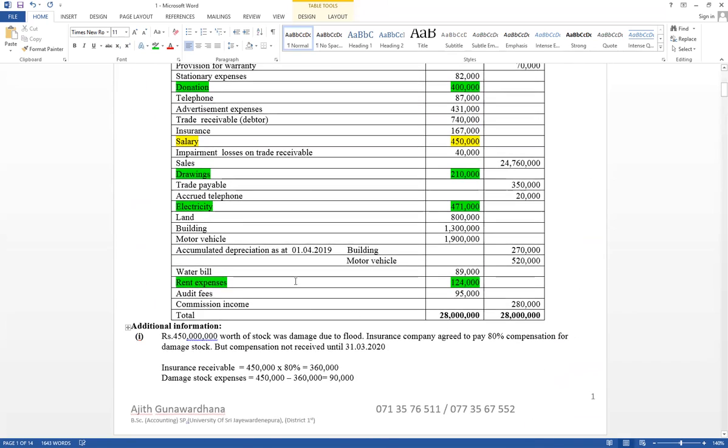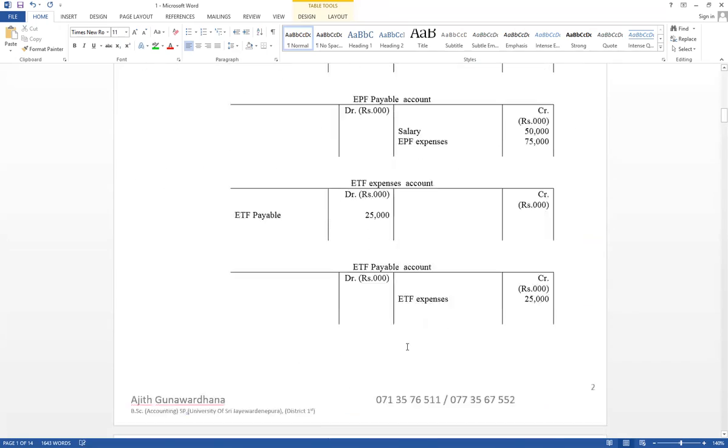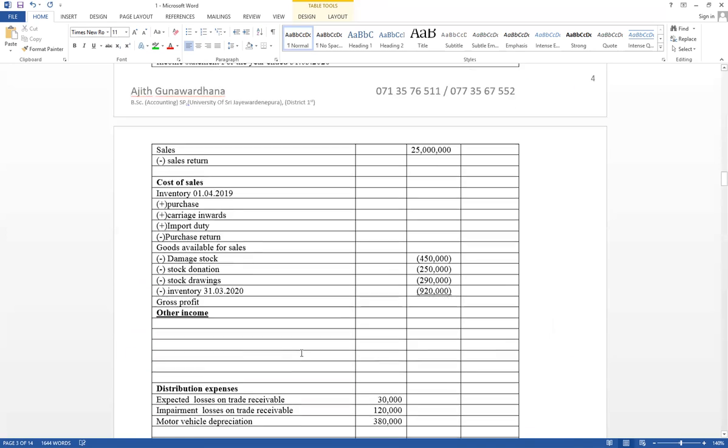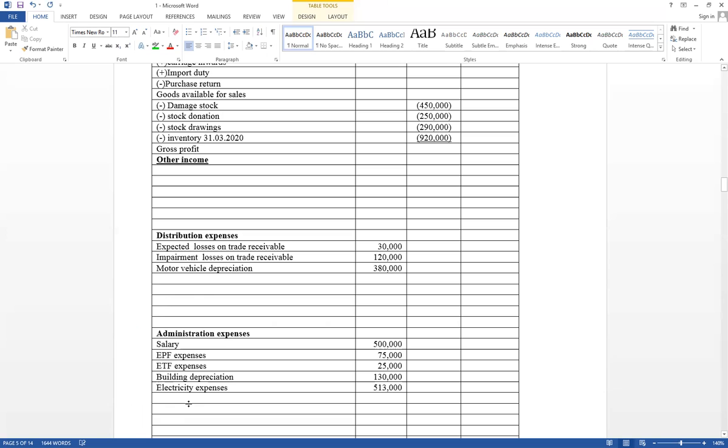The trial balance has given rent expense 124,000. This is a value paid in cash, but it includes 13,000 relevant for next financial year. Therefore, 124,000 minus 13,000, only 111,000 should be considered as rent expense. And prepaid rent under current asset is 13,000. Under administration expense, rent 111,000.